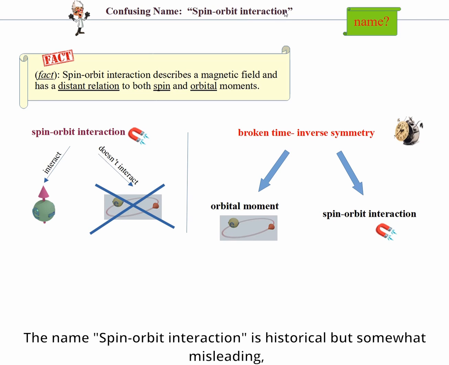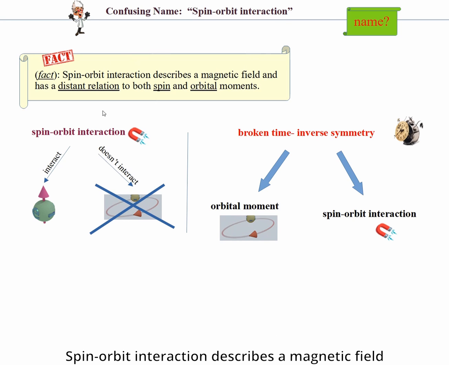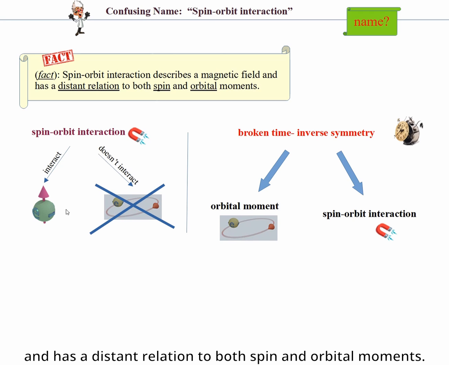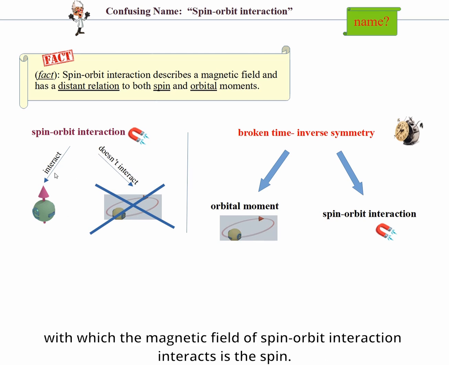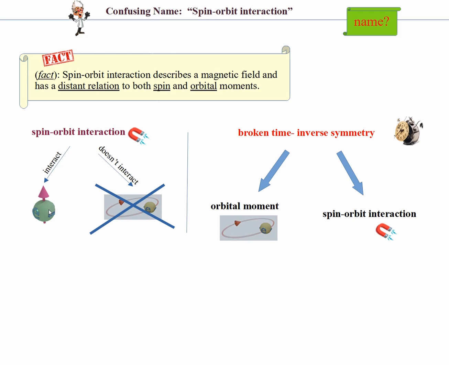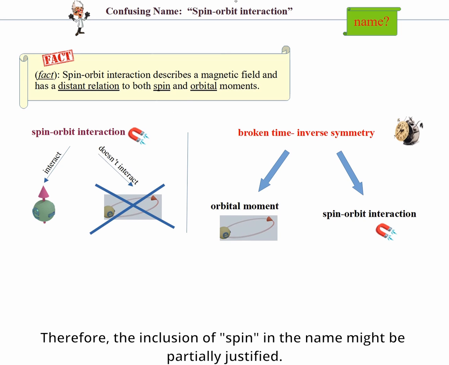The name spin-orbit interaction is historical but somewhat misleading, as it does not accurately represent the true nature of the effect. Spin-orbit interaction describes a magnetic field and has a distant relation to both spin and orbital moments. The only parameter of electron with which the magnetic field of spin-orbit interaction interacts is the spin. Due to its relativistic nature, this magnetic field does not interact with the magnetic moment arising from the orbital moment. Therefore, the inclusion of spin in the name might be partially justified.